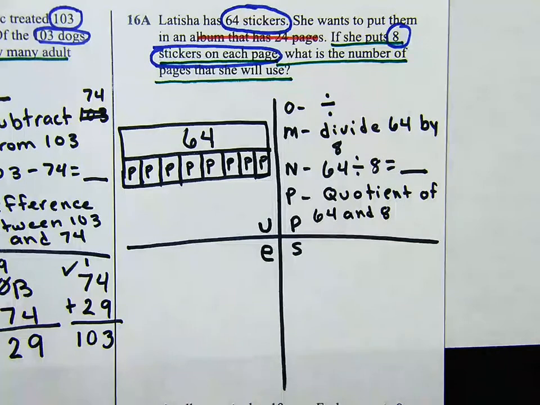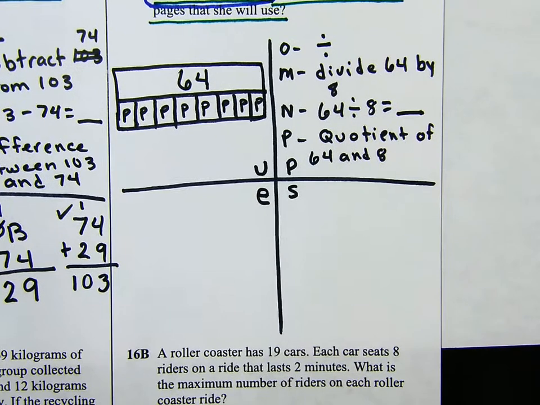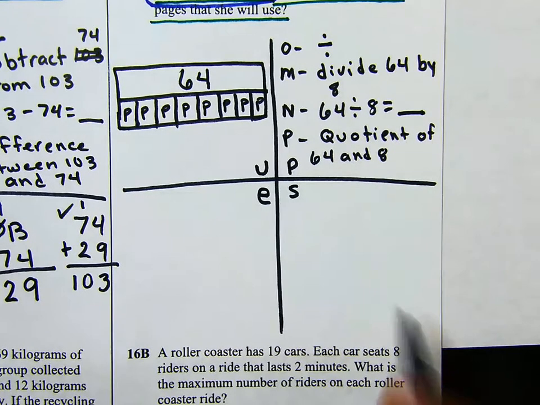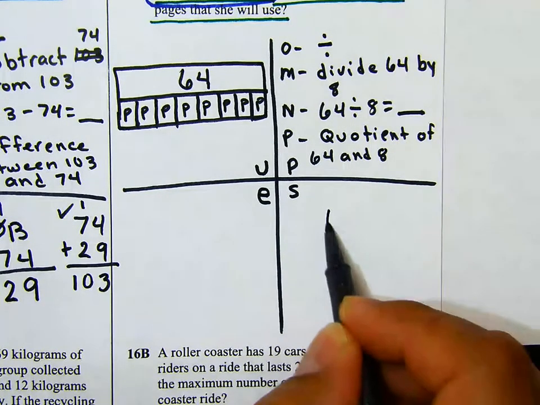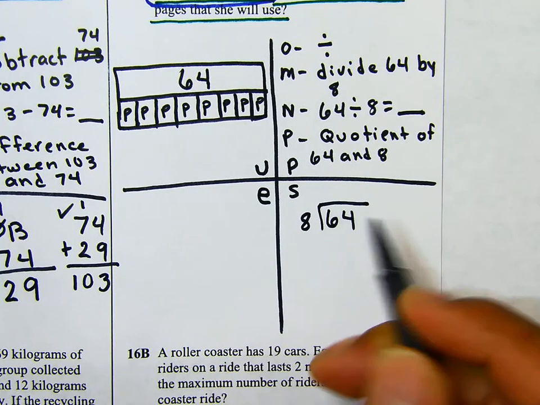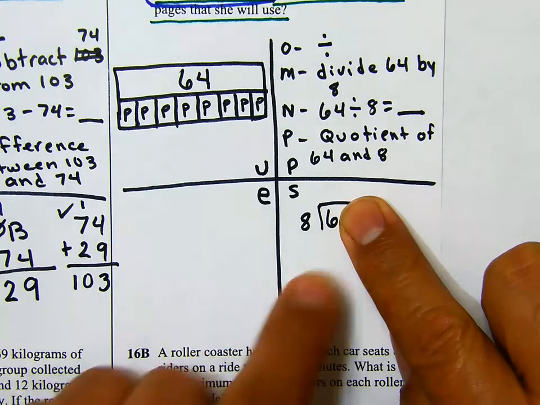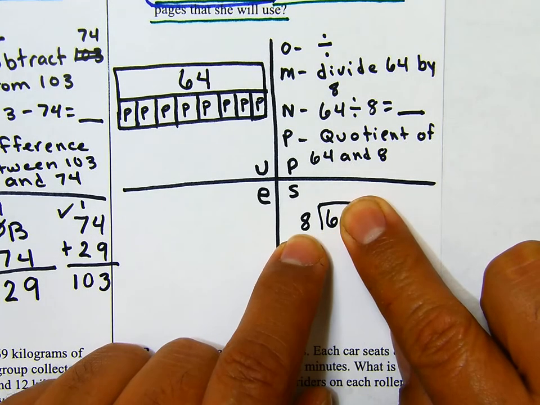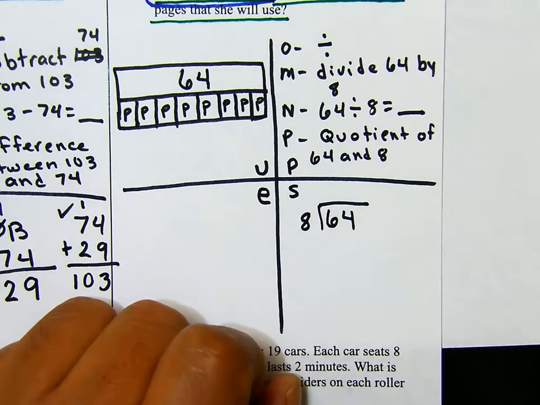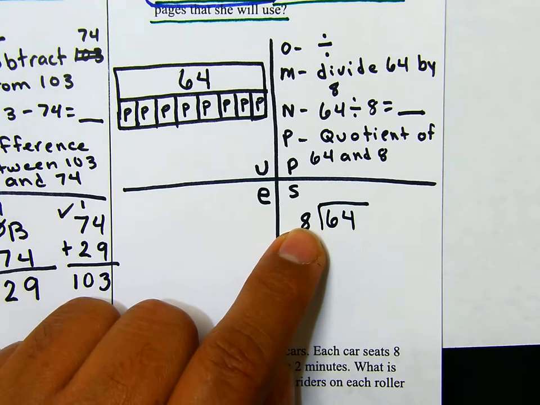So now we're going into the solve part. So I'm going to divide 64 divided by 8. So I get 64 divided by 8. So I can try to divide the 6 by 8. How many 8s go into 6? 8 is greater than 6, so I can't. So I'm going to divide the 64 by 8.